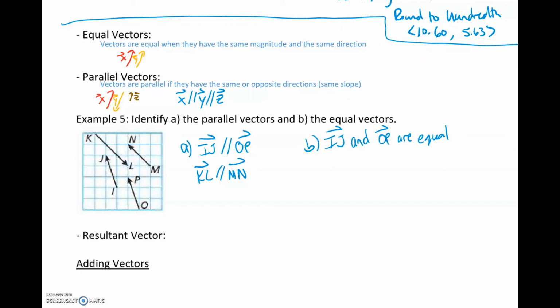Okay, the last thing we need to talk about is what is a resultant vector. So when you think about a result, that means you have to do something first, and then some new result happens. So a resultant vector is actually very straightforward. All we're going to do is add vectors. So it's basically what happens when you add 2 different vectors is how we create a resultant vector. Okay, so what does it actually mean to create a resultant vector? How do we add vectors?